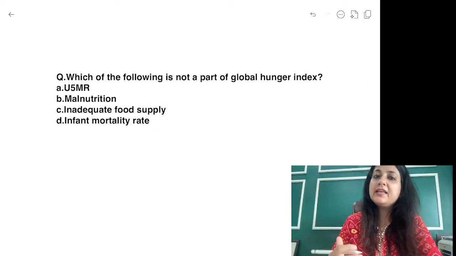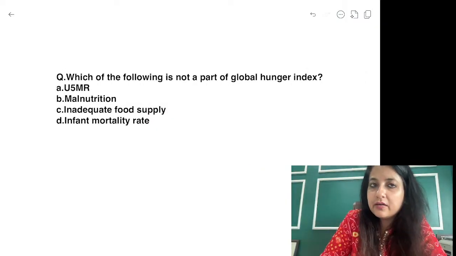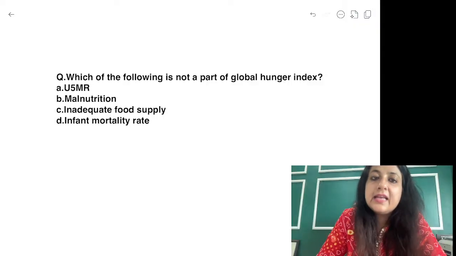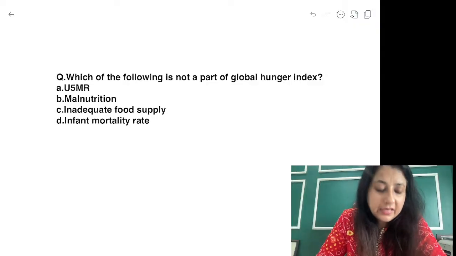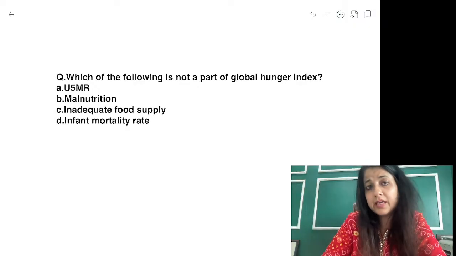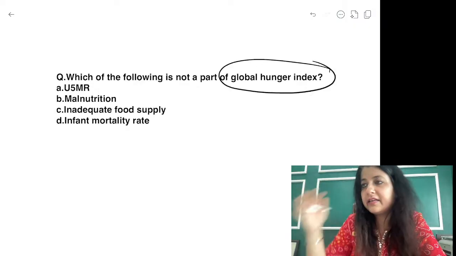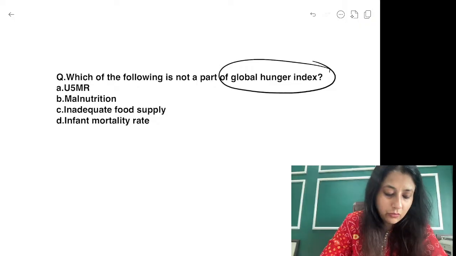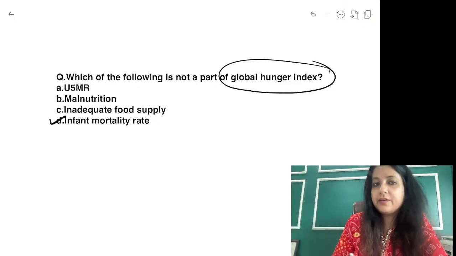Which of the following is not a part of global hunger index? Which of the following is not a part of global hunger index? What is your answer here? Under 5 mortality rate, malnutrition, inadequate food supply, infant mortality rate. Now there should be no mistake in this. Global hunger index is an expected MCQ. It has come in NEET-PG, it has come for FMGE exams also. So it is not infant mortality rate.